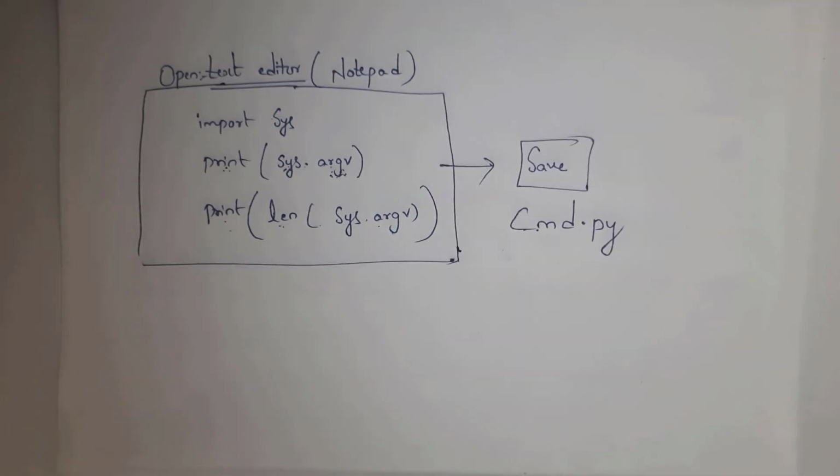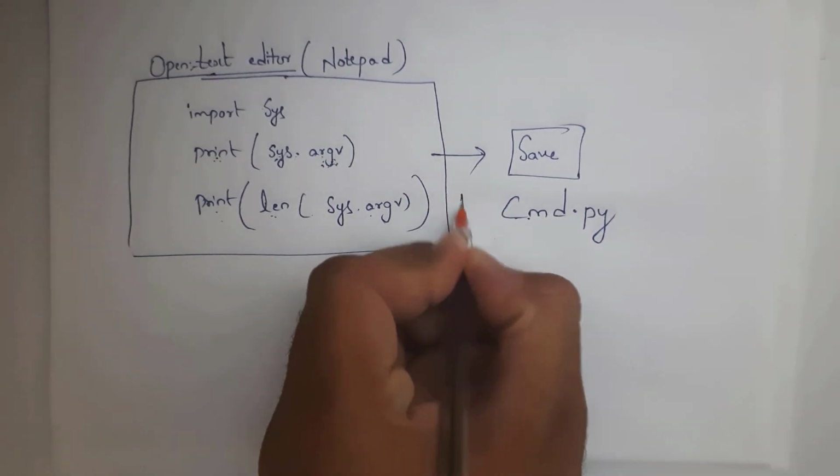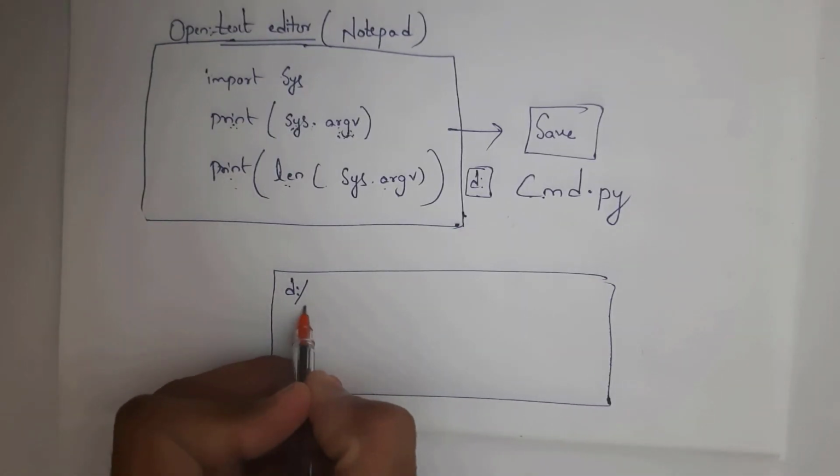After writing this program, then you need to save this program. You can give any name to your program. Here I am saving this program with name cmd.py, and I am saving this file in local disk D. I saved this file in local disk D. So you need to open command prompt in the same location, that is local disk D.